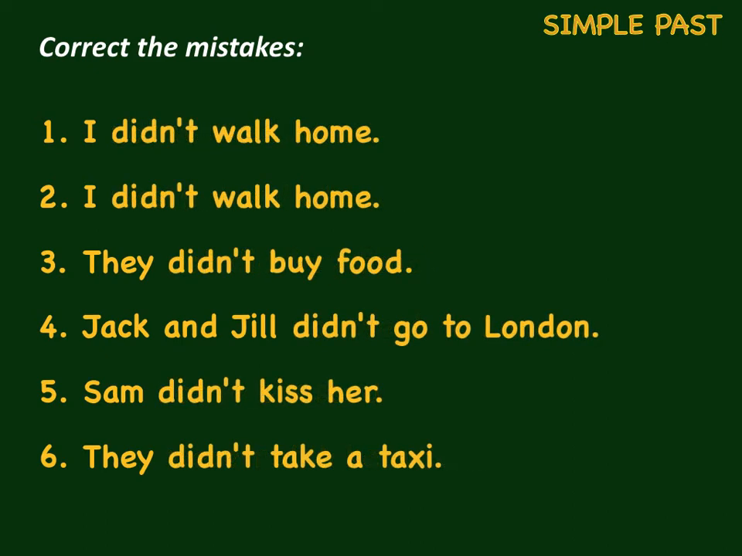I didn't walk home. And I didn't walk home, the same answer. They didn't buy food. Jack and Jill didn't go to London. Sam didn't kiss her. They didn't take a taxi. So all those are already in the natural speaking form.